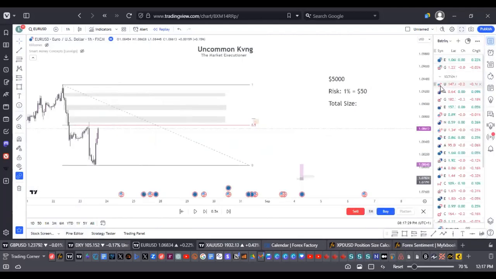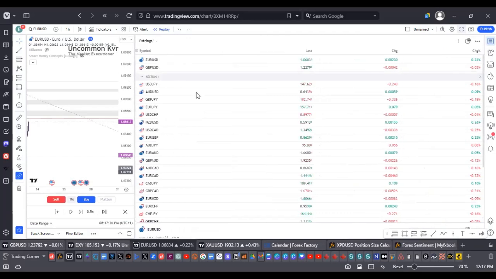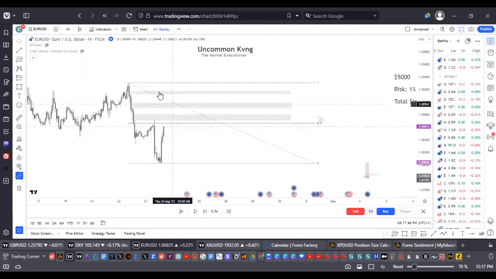So now, let me show you how to calculate your pips, right? Because the reason you need to calculate your pips is that, for you to be able to manage your risk, you need to know the exact amount of loss size you're going to use to actually enter this trade.